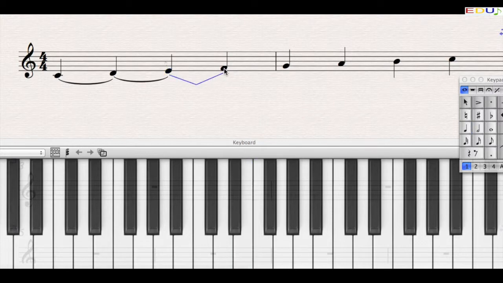Between the F and the G we also have a whole tone step. Between the G and the A we also have a whole tone step, 2 semitone steps. Draw this in. Between A and B we also have a whole tone step. And between B and C we have a semitone step.